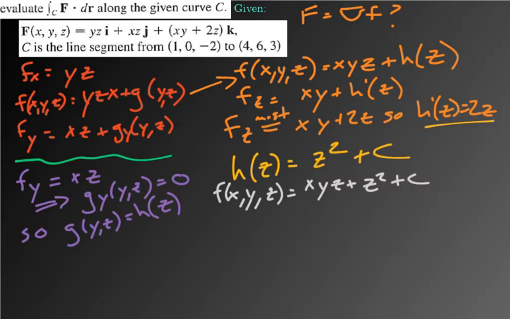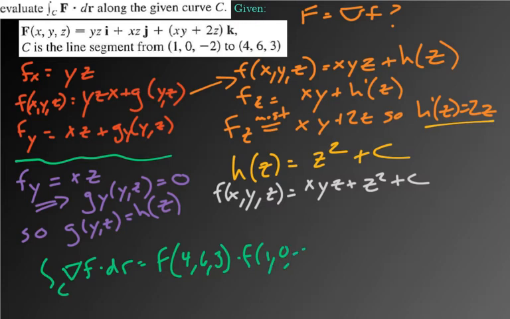And then my integral is now going to be super easy, because to do the integral of this right here, I can pop in the gradient of f dotted with dr. Those are equal now. And it's literally just going to be f of 4, 6, 3 minus f of 1, 0, negative 2. And so you just go here and plug in your point, and you should be getting 81 minus 4, which is 77. And that's it.